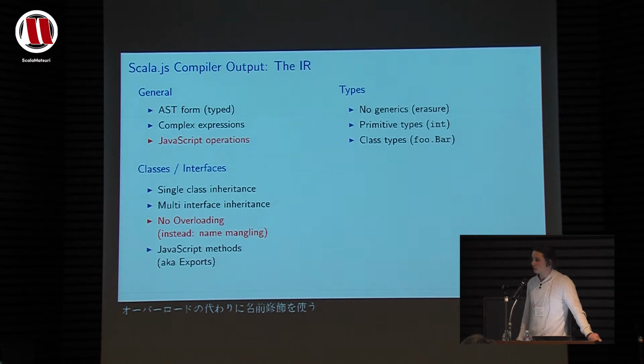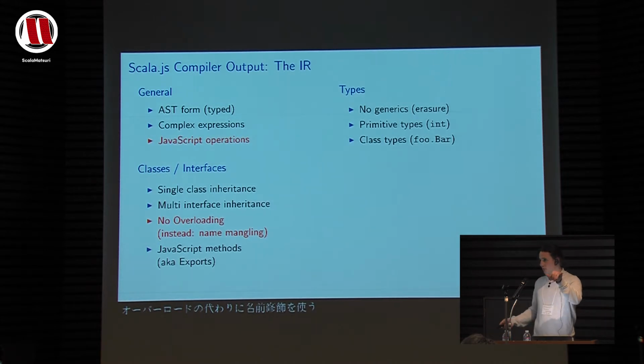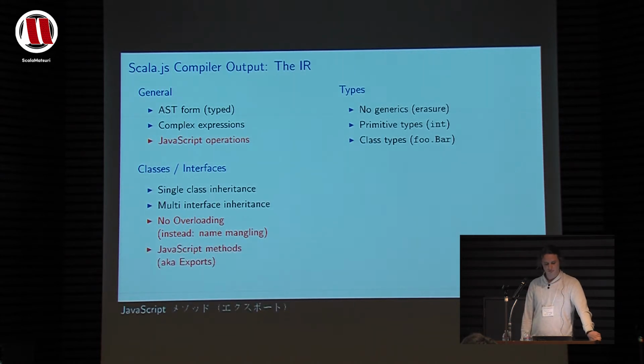And we also have the JavaScript methods, the exports. So in the IR, we can actually say, hey, this method here is exported. It's a JavaScript method. And we'll see how we generate these. We've already seen a glimpse of that. Okay. So these are essentially just the three things we have to take care of. The JavaScript operations: how do we generate calls to JavaScript? And how do we generate callable things from JavaScript? And I'm not going to talk about the overloading because it's essentially trivial. We just name mangle the argument types into the name of the method.